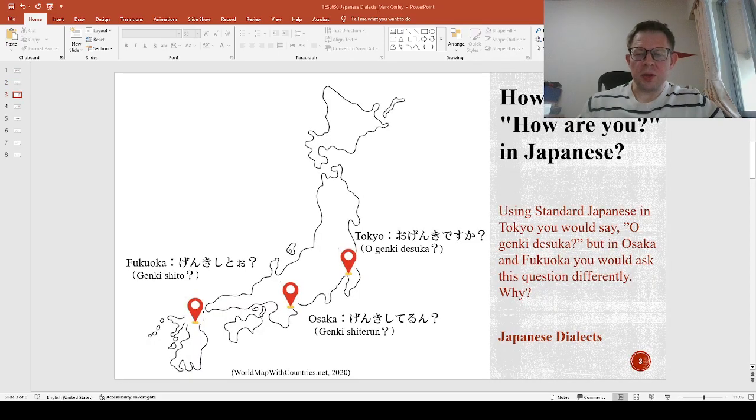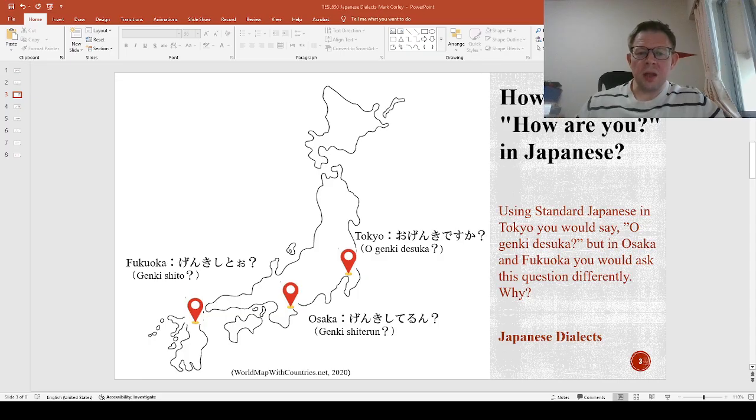So for example, in Japanese, how do you say, how are you? Using standard Japanese in Tokyo, you would say, O genki desu ka? But in Osaka and Fukuoka, you would ask this question differently. Why? Well, there are Japanese dialects. So for example, in Osaka, you would ask, Genki shiten? Which means, how are you? You would also ask in Fukuoka differently, Genki shite-yo? Which also means, how are you?